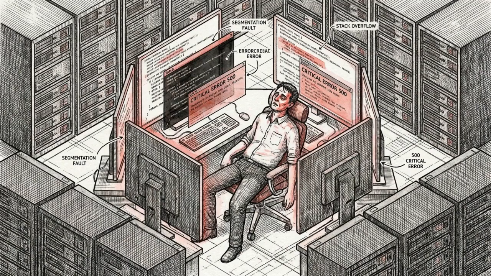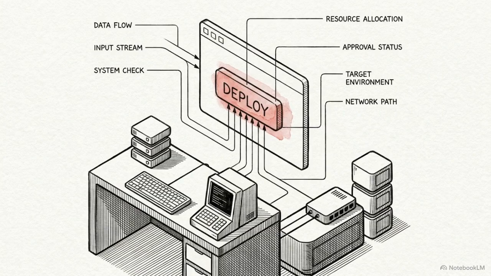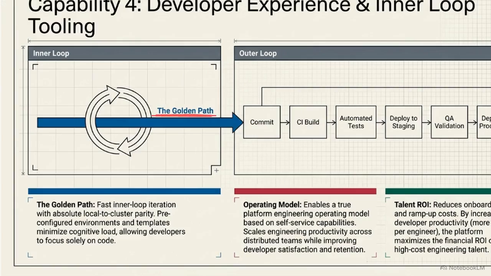Forcing application developers to configure and manage their own infrastructure creates massive cognitive load and slows down output. The solution is an abstraction layer built on developer experience and self-service inner loop tooling. This visual illustrates the golden path. These pre-configured environments ensure absolute local-to-cluster parity, stripping away infrastructure complexity so developers focus purely on logic.